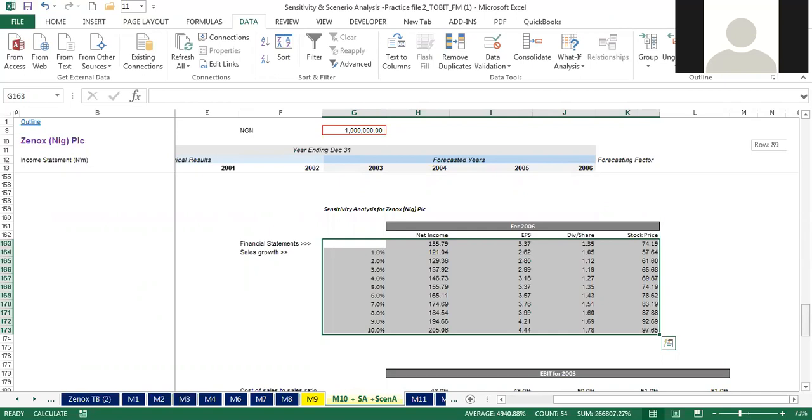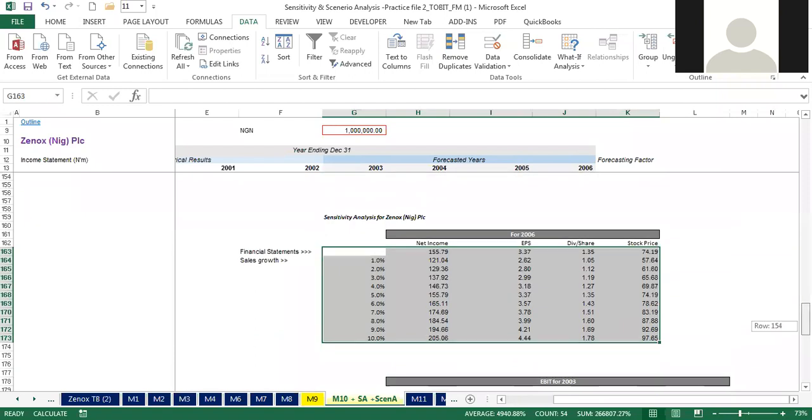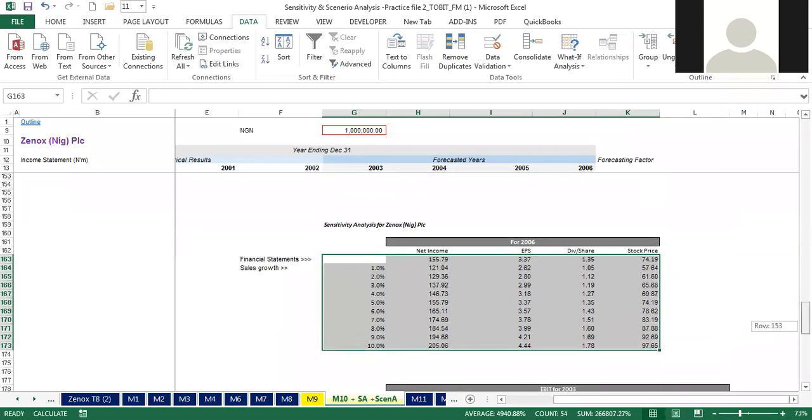So you know why? That one is the two input factor. I told you that there's one input factor and two input factor. We'll take a look at that one too. See, there's another question here that has EBIT for 2003. There are two different things. Do you understand? They are two different things.